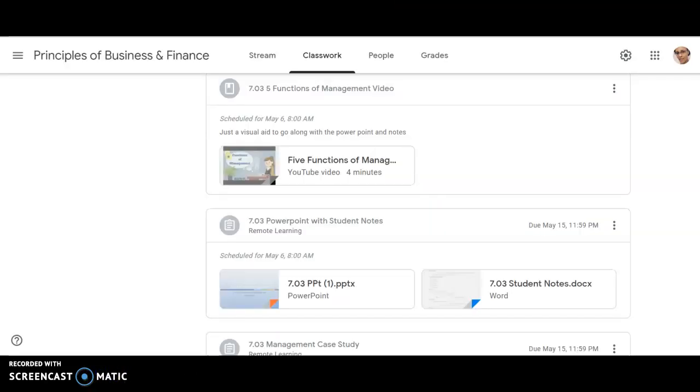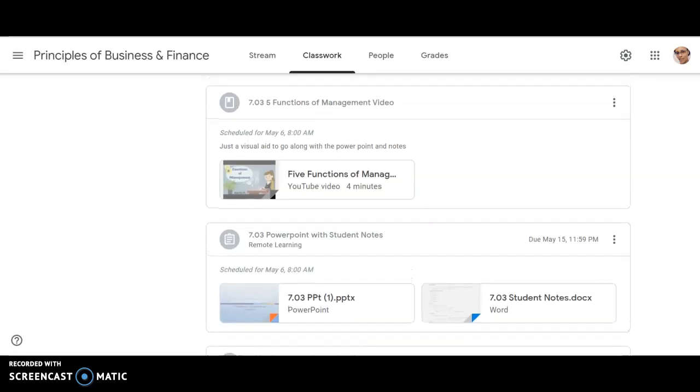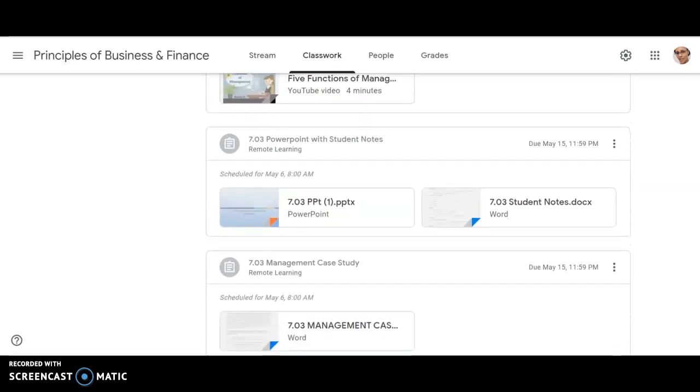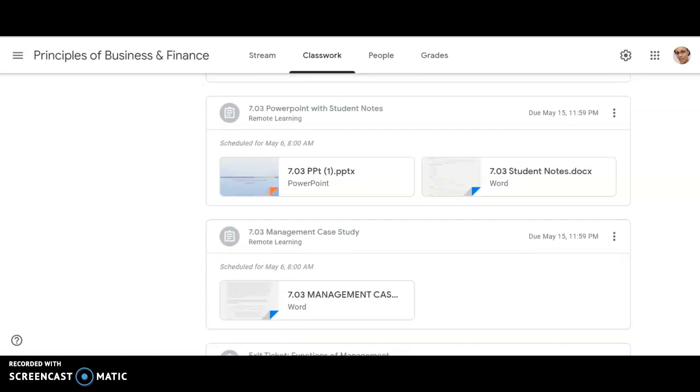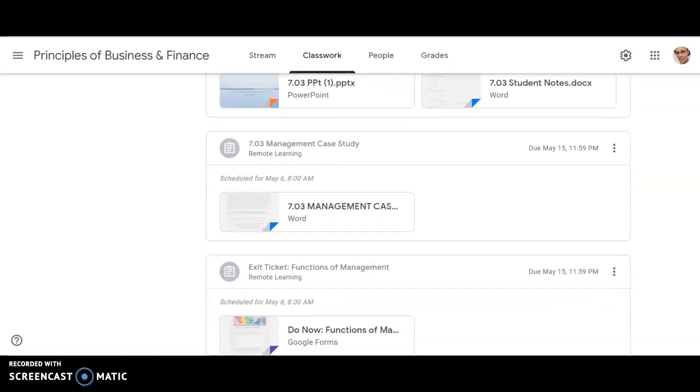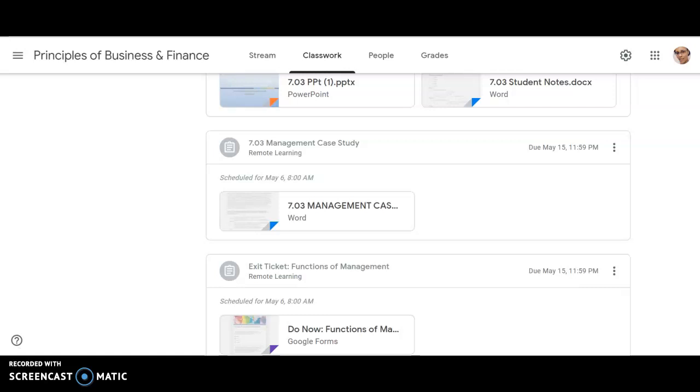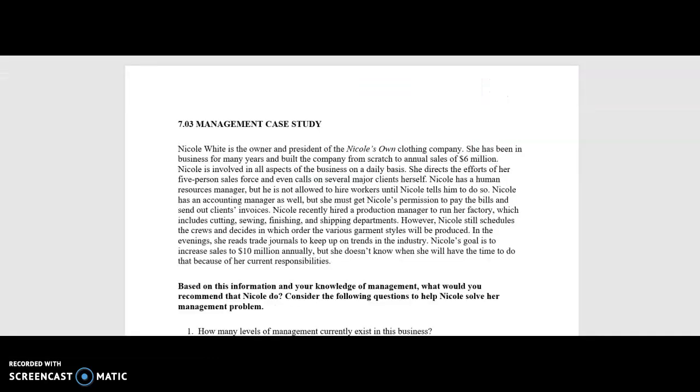So your activities for today are the 703 5 Functions of Management video. Definitely watch that. It's a good visual aid to go along with the PowerPoint. Of course, you have the 703 student notes with the student PowerPoint, and then the management case study and your exit ticket. Let's take a further look at the management case study. In it, you are looking at an owner by the name of Nicole White and the business that she owns.